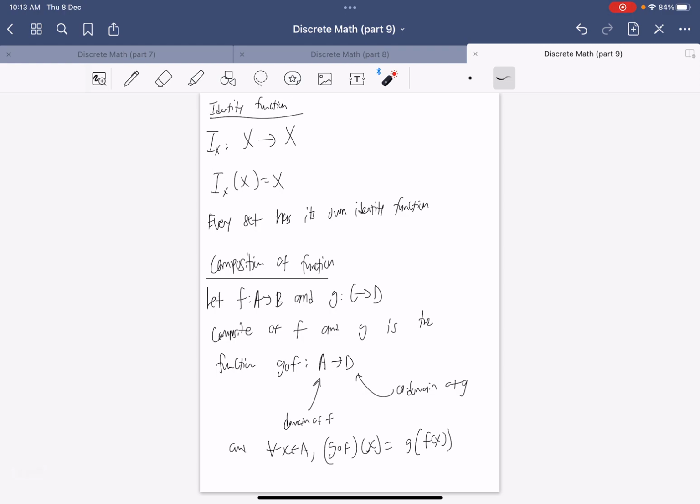So some special functions to note is the identity function. This always exists as long as there's a set. So every set has its own identity function. And it's just sending all the elements in X to the same element x.